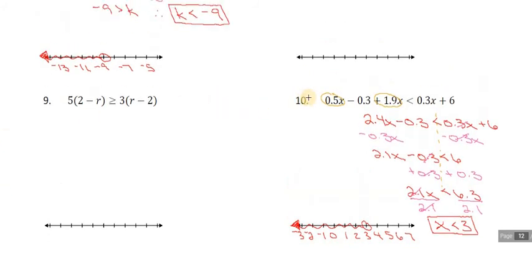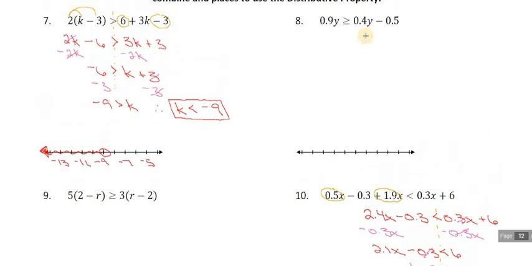All right, so I would like you to complete numbers 8 and 9. Okay, 8 is just a multi-step inequality. 9, we've got some distributive property first.